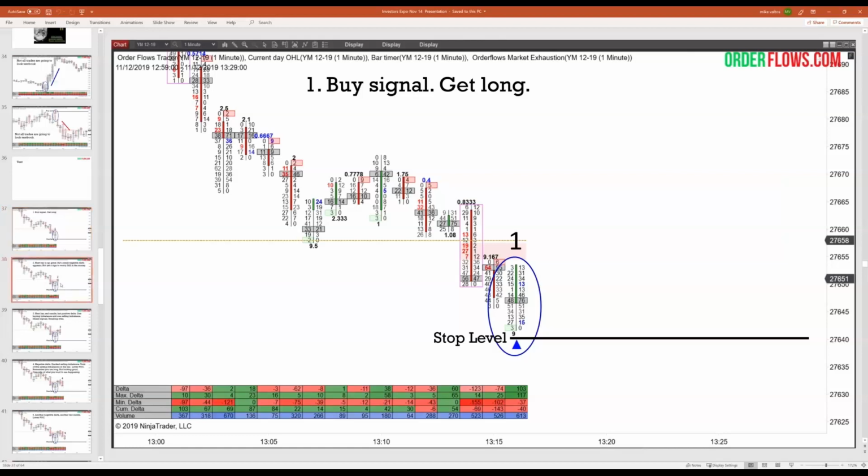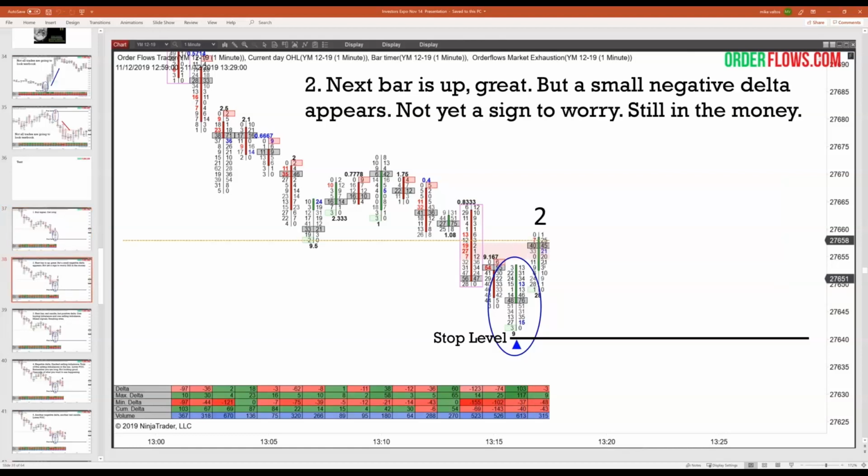Well, next bar comes in. Hey, this is great, the trade's starting to work out. Next bar is up, I've got buying imbalance. But what do I got in here? I got small negative delta. Okay, no need to panic yet. It's still looking okay. Just because I got a small negative delta doesn't mean it's the end of anything. I could read that as some supportive buying coming into the market, and I'm in the money. But I've got to see what's going to happen next.